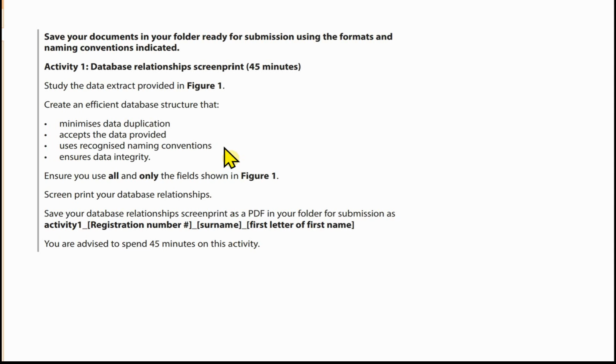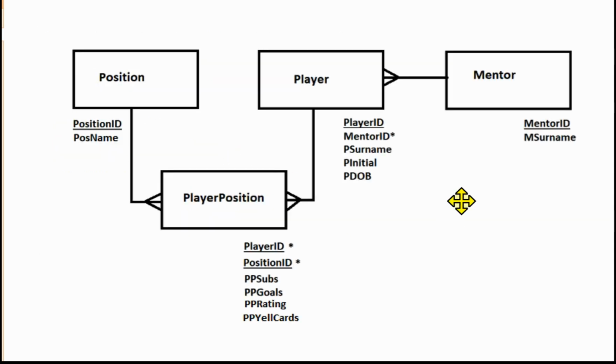We need to ensure that we use all and only the fields in Figure 1. Again, we've dealt with that in the design. Just let me remind you, we're only allowed to use the attributes in the sample data. So, for example, in this new entity player position, we've got the key player ID and position ID together making up that primary key. We couldn't, for example, introduce a new attribute to be the primary key for this entity. We've got to use what's there or provided for us.